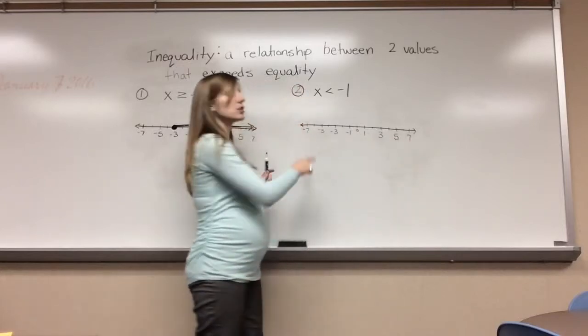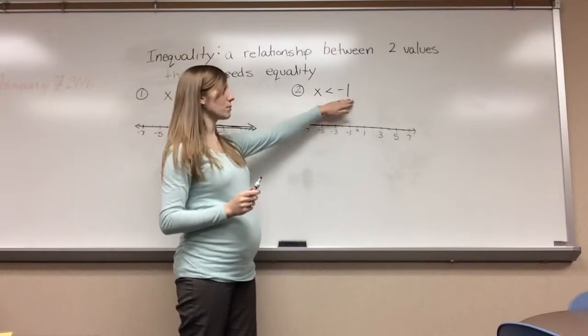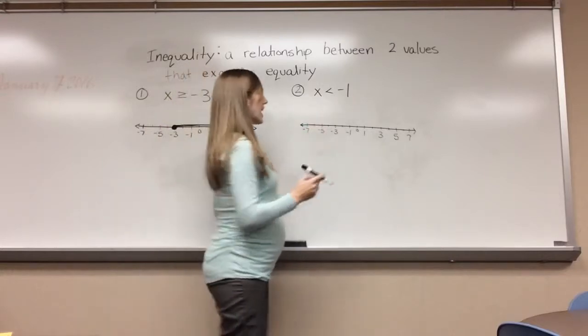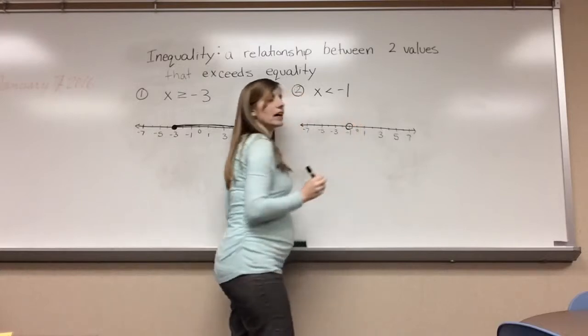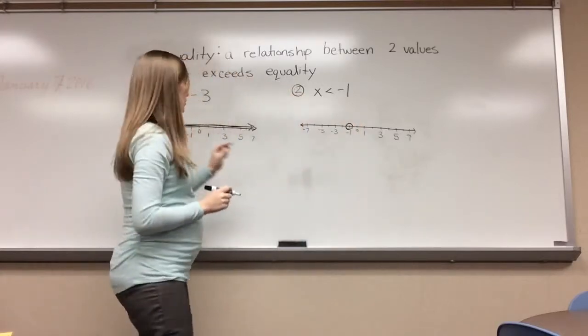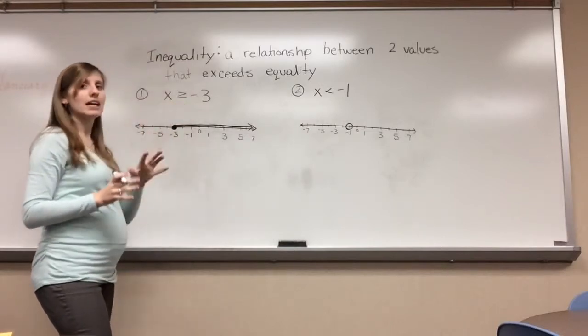Off to the left is where the smaller numbers are. So let's start by drawing our point at -1. Now this time, I'm going to use an open dot at -1. The reason why I used a closed dot before is because -3 was a solution.